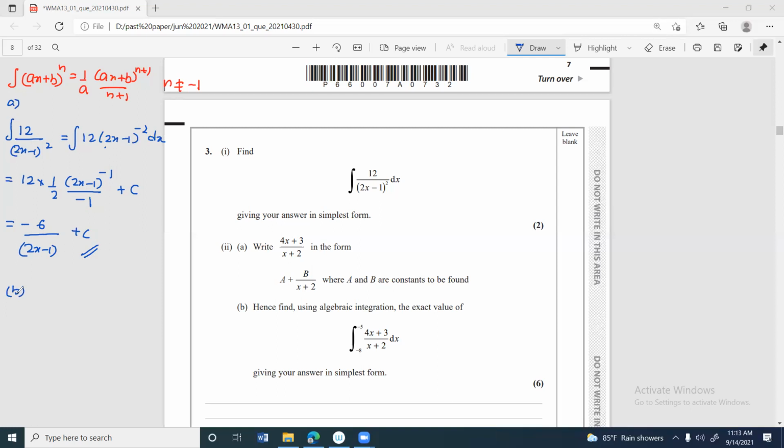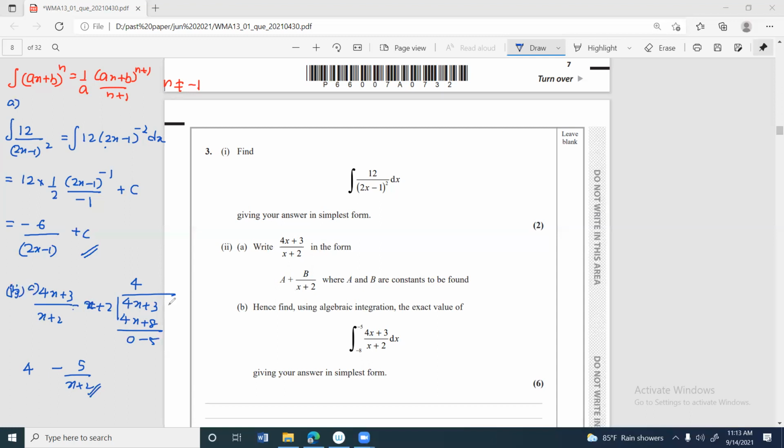If you move on to part B, write 4x plus 3 over x plus 2 in this form. Obviously, they were looking for the improper fraction format. So I will simply divide 4x plus 3 by x plus 2. How many x terms are there? For 4x it is 4. If you multiply by this, it turns out to be 4x plus 8. The answer is 4 minus 5 over x plus 2 would be the final answer for this. That is question number 2A.